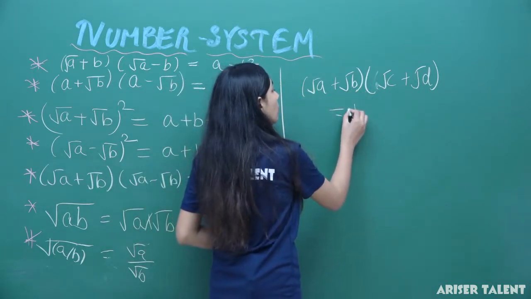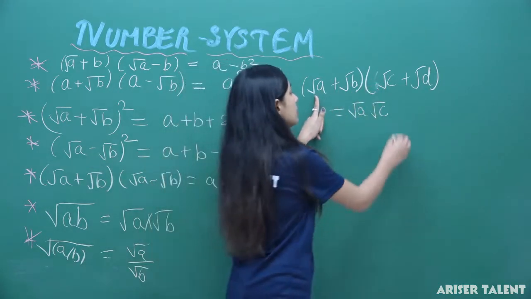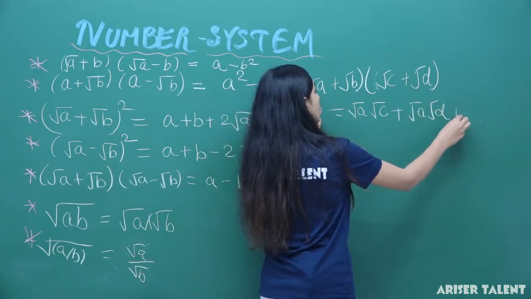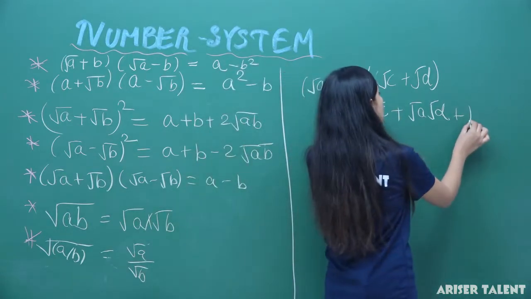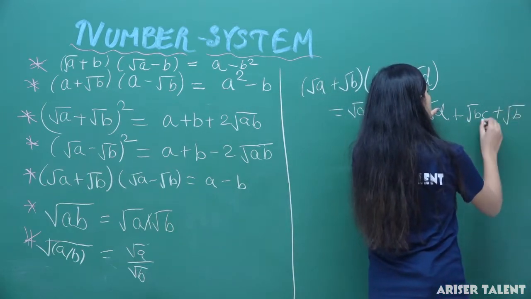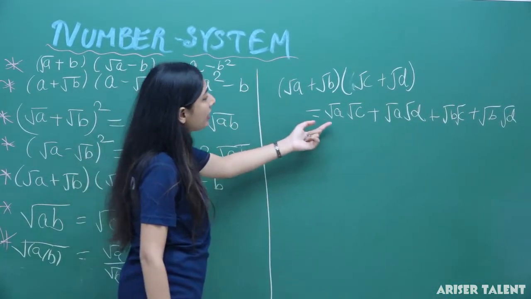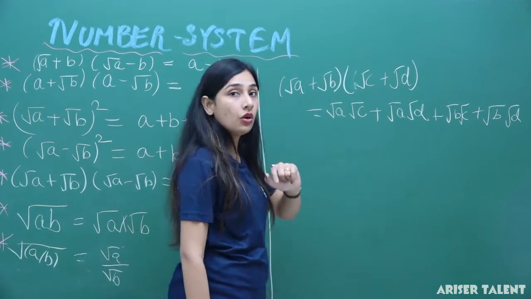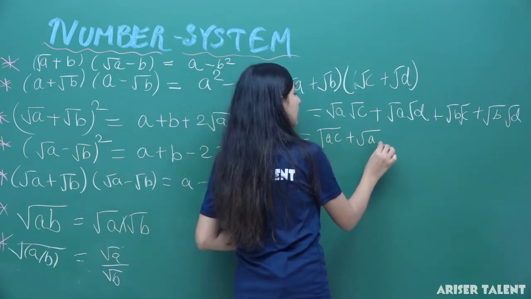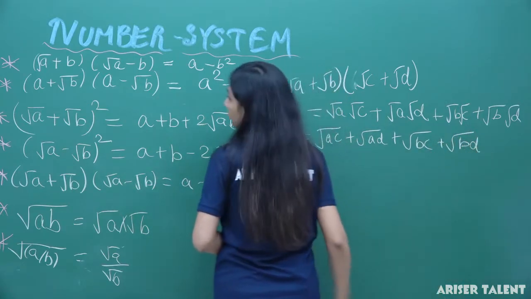So that simply will be root a root c plus root a root d plus root b root c and then root b root d. Now we have mentioned it here that we can write root a root c as root ac. So I can just simply write it root ac plus root ad plus root bc plus root bd, and that will be the formula for sure.